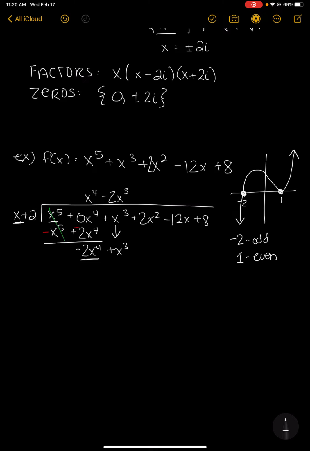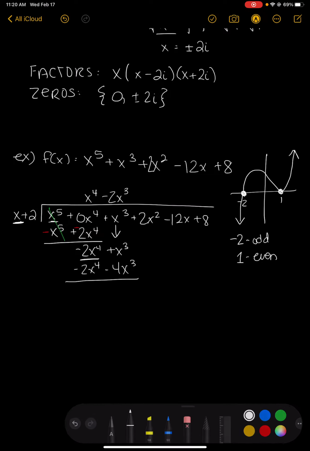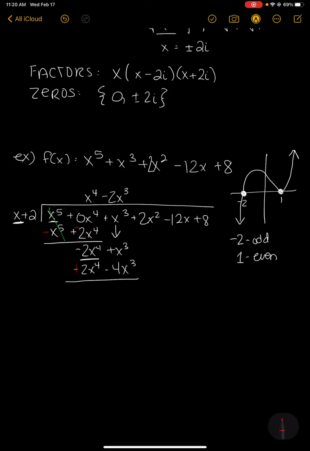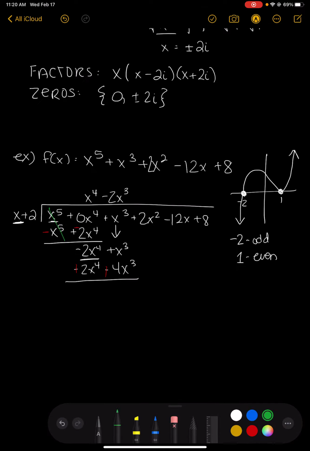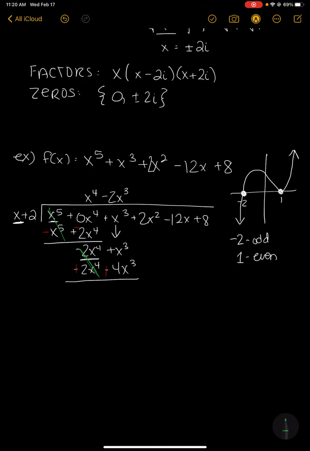Multiply it out, so -2x to the 3rd times x gives me a -2x to the 4th. -2x to the 3rd times 2 gives me a -4x to the 3rd. Draw my line and subtract. When I subtract, all those signs are opposite, and my first term should cancel. So now I've got x cubed plus 4x to the 3rd. That gives me a 5x to the 3rd. Bring down my next term.